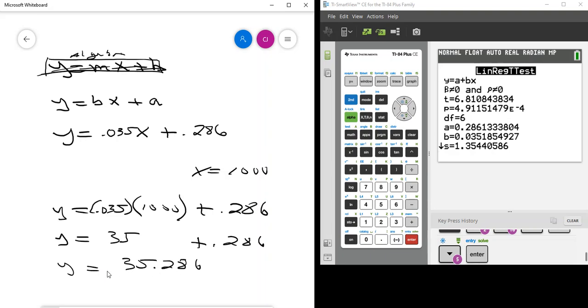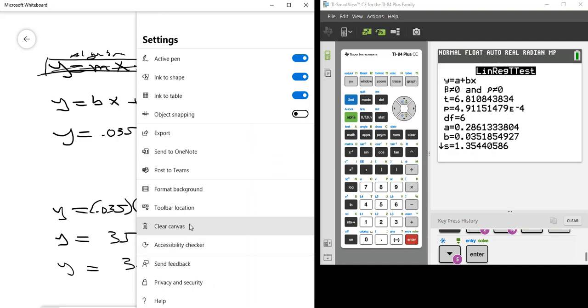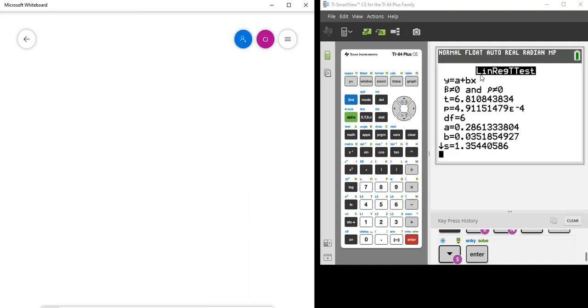And that's pretty much it then. What that means is if we sell 1,000, that's in billions, right? So that's a lot. And we should come up with a value around 35, or that's our profit, right? So this is our sales, our input, and our profit is our output. Okay. Let's clear this out. Clear canvas. And let's look at some other values out here.